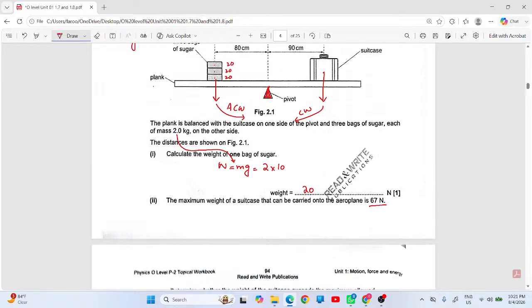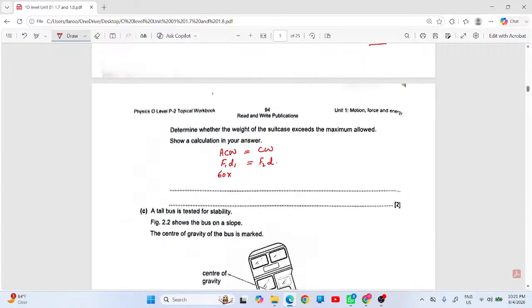80 centimeter. No need to convert them into meter because on both sides we have centi. So the weight of the suitcase is unknown and the distance is 90. So let us check. F2 equals the weight of the suitcase, which is 53.33. So this is 60 into 80 over 90, which is how much?